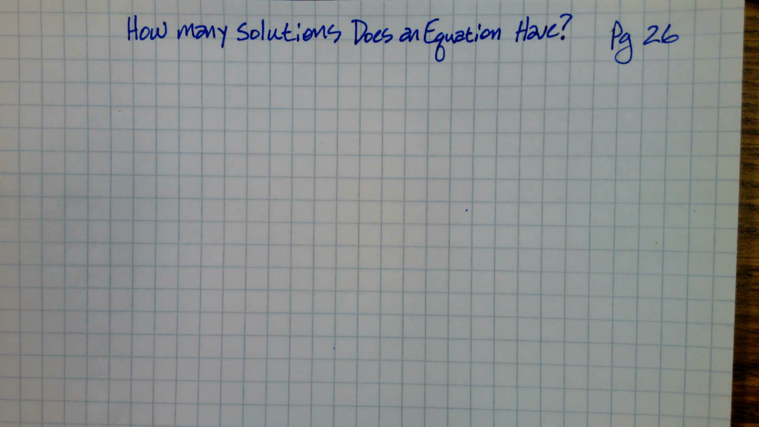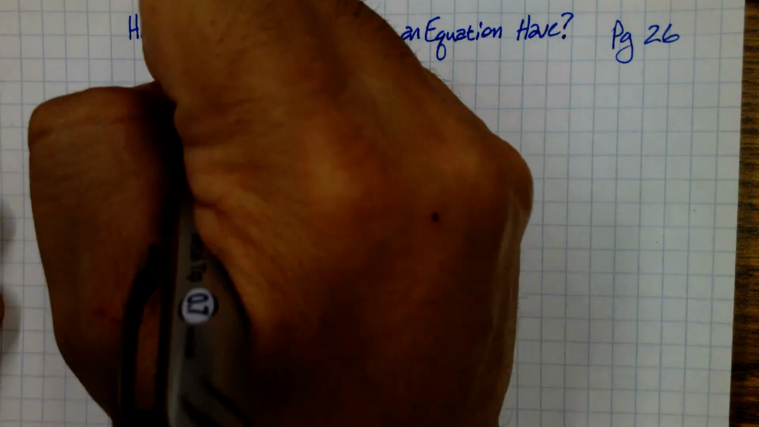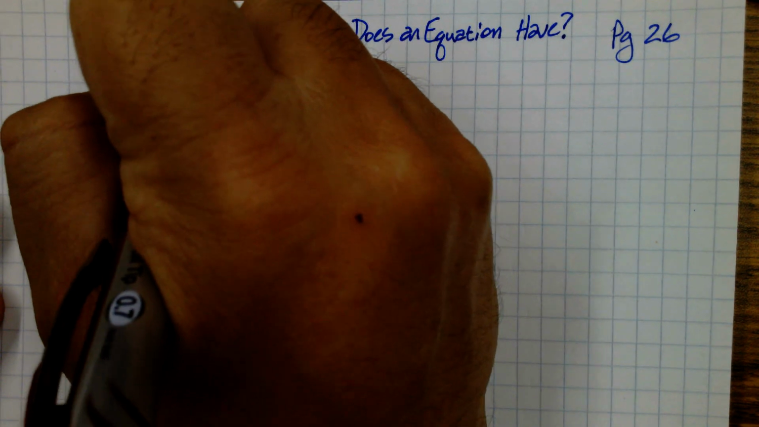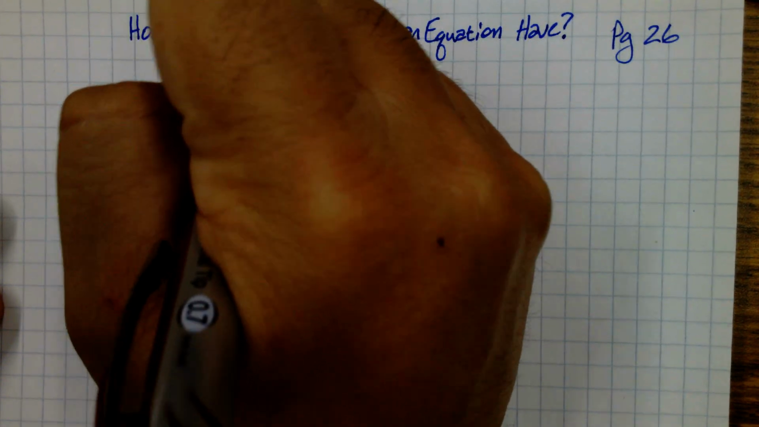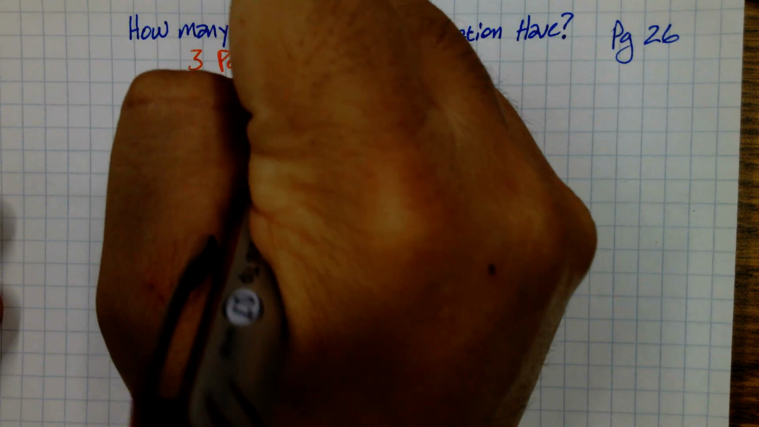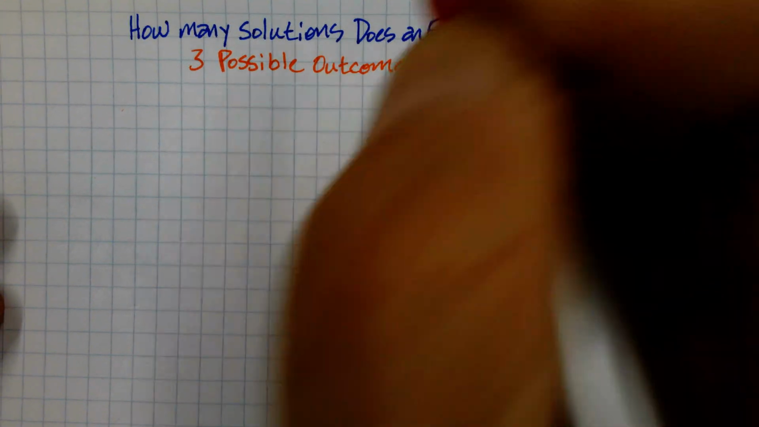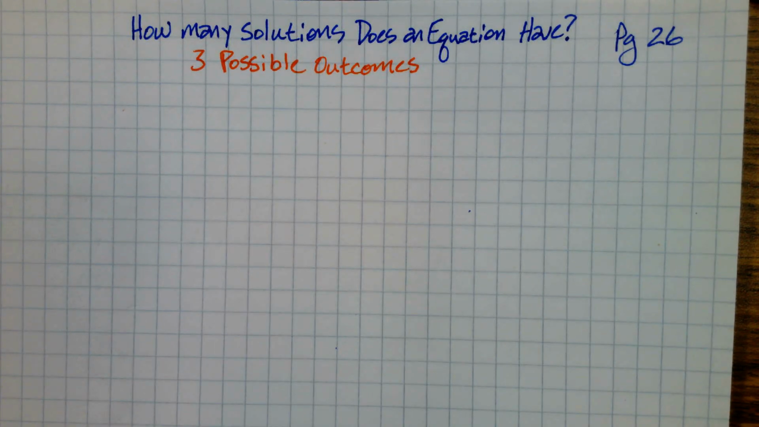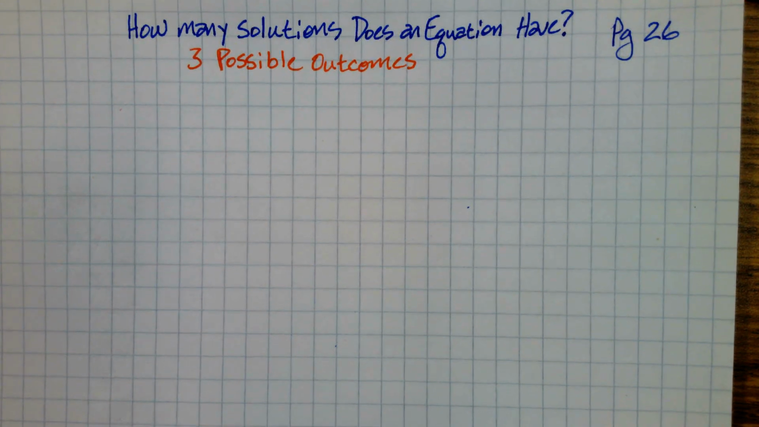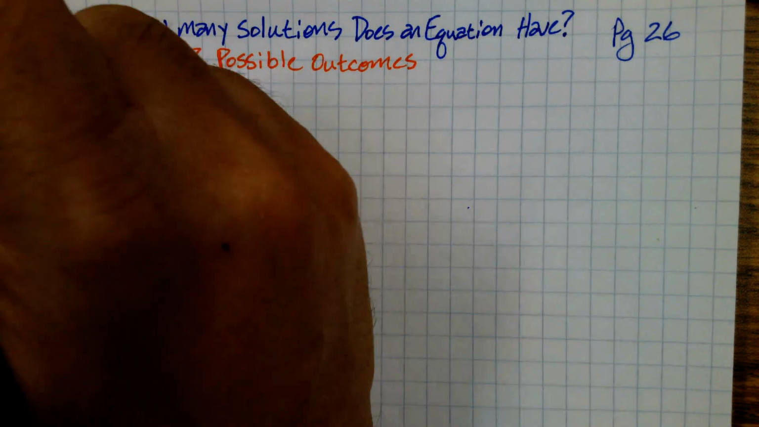Because it turns out that when we're solving an equation, there are three possible outcomes, and we've only been looking at one of those possibilities. So, let's write that down. There are three possible outcomes. So we're going to look at all three of those possible outcomes right now. So let's do an example of each one and see what they look like.